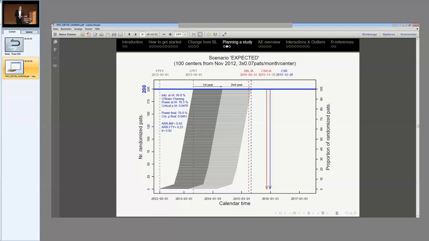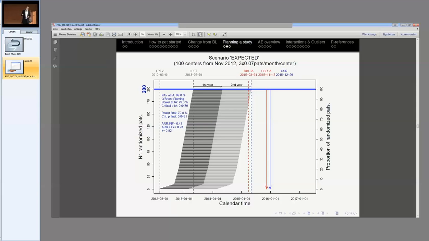And so I asked them for their projections of by when we would have these centers open, and then for each patient, so the plan was to have 200 patients in total here, indicated by this blue line. You see the number of randomized patients on the y-axis, and you see the calendar time in dates on the x-axis. And I plotted from these projections of when they will open their different sites.